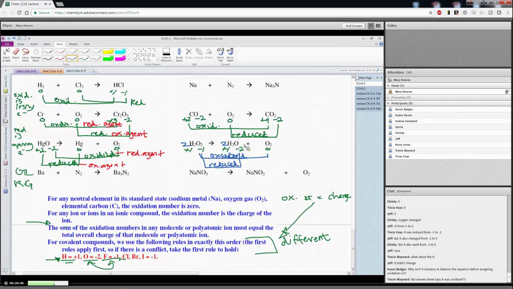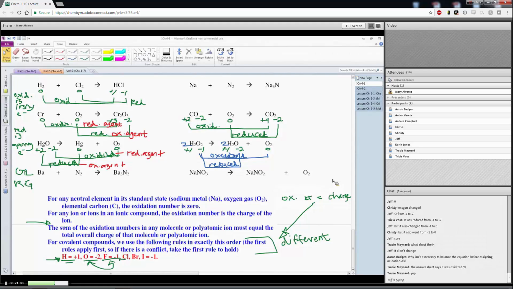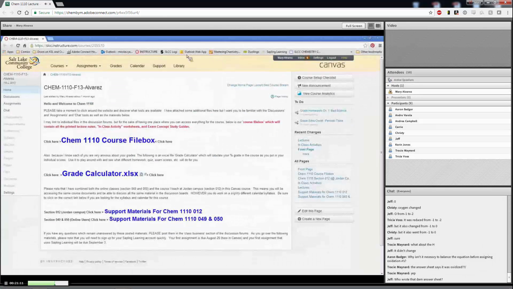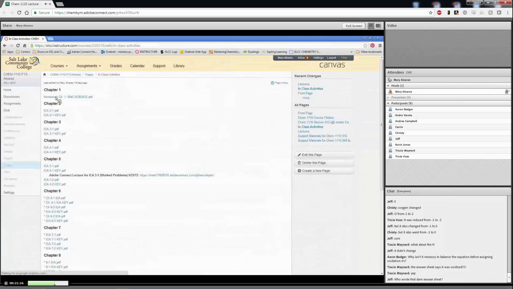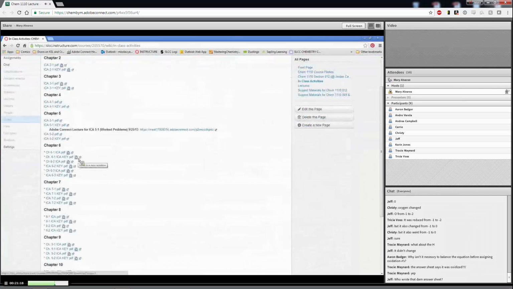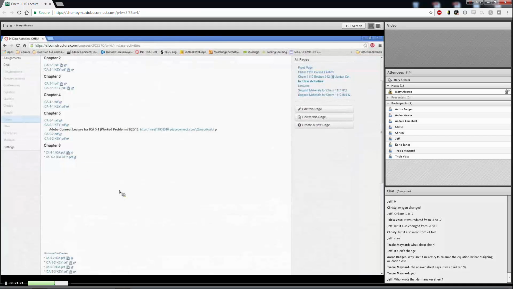Tracy says the answer sheet says it was oxidized. The hydrogen? No. If it does, it's wrong. And that's a terrible thing. I'm gonna look. I'm gonna believe you, but I'm shocked that I would make such a silly error. Let me look at this. So here I am in Canvas. Just to remind you guys how to get here: course file box, in class activities, chapter 6 ICA key, and I can even just preview this here.